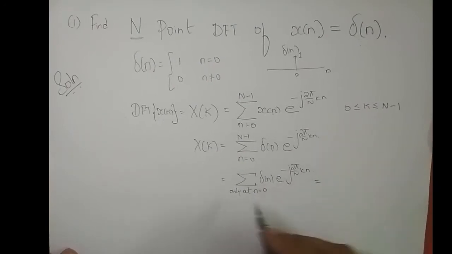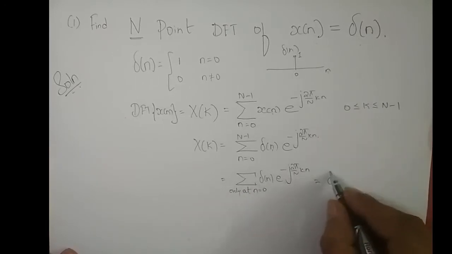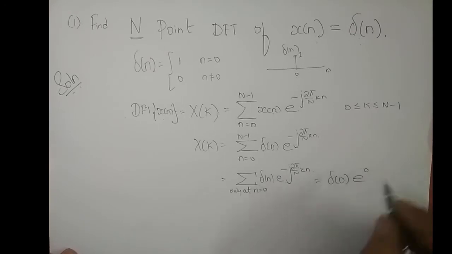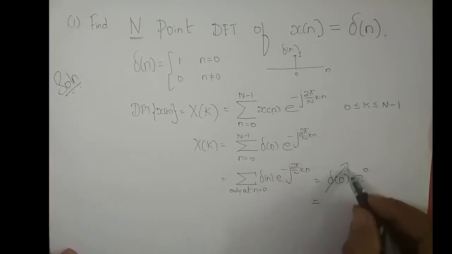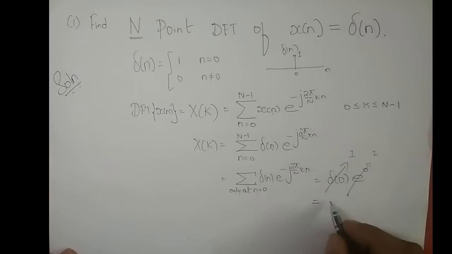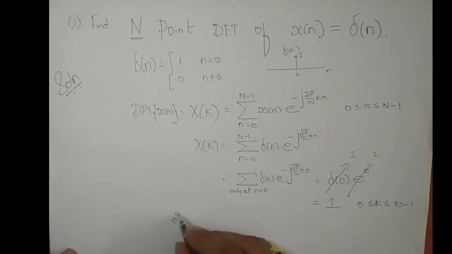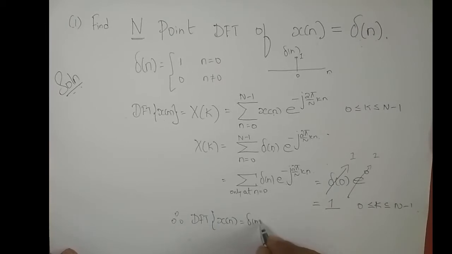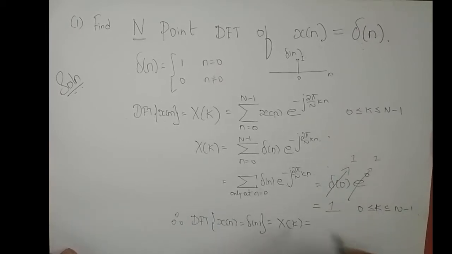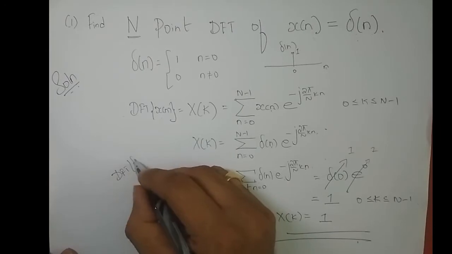So in the next step, I apply n equal to 0 to this equation, and I ignore the summation. So delta of 0 into e power 0, because n is 0. What is the value of delta of 0? It is 1. What is the value of e power 0? It is 1. So this is equal to 1. For k, I have to carry on in every step, it is 0 to N minus 1. Therefore the DFT of x of n, which is equal to delta of n, is X of k, which is equal to 1. So the DFT of delta of n is equal to 1.